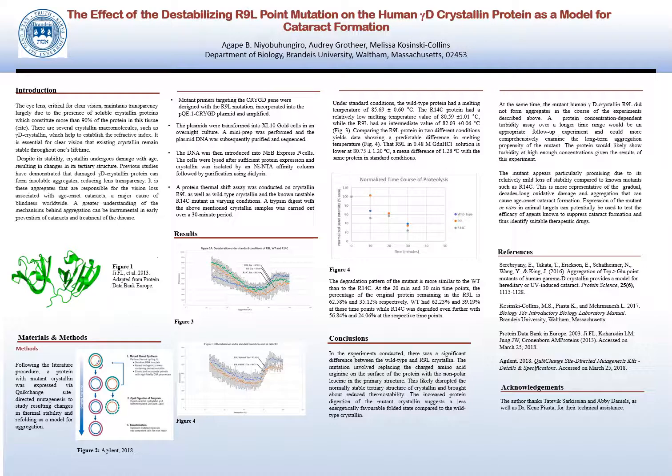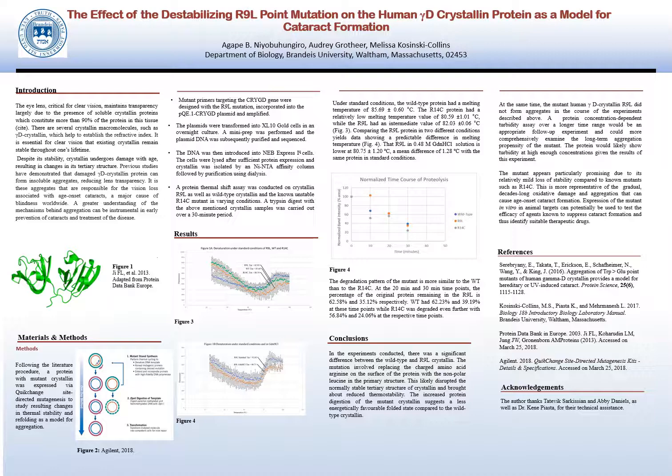And what figure 4 shows us is a comparison of the melting temperature of the R9L mutant in two different conditions, in standard conditions as well as in non-standard conditions, so in the presence of a chaotropic agent. And as would be expected, there's a lower melting temperature in the presence of a chaotropic agent.